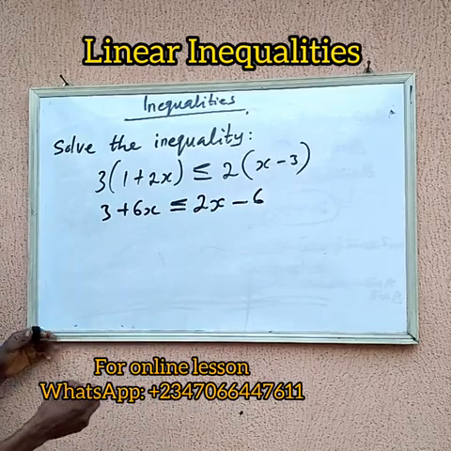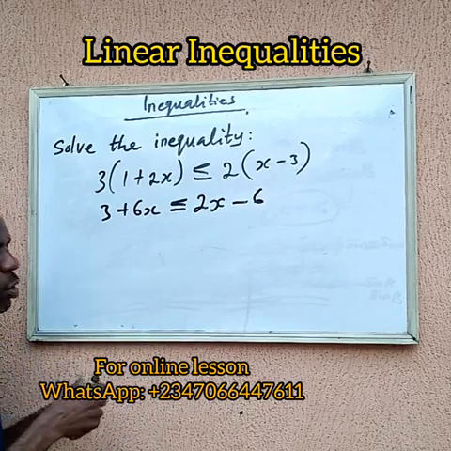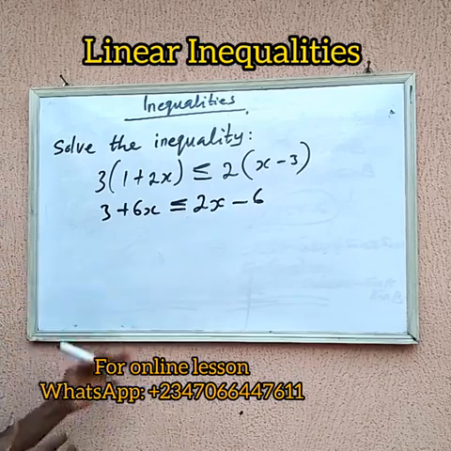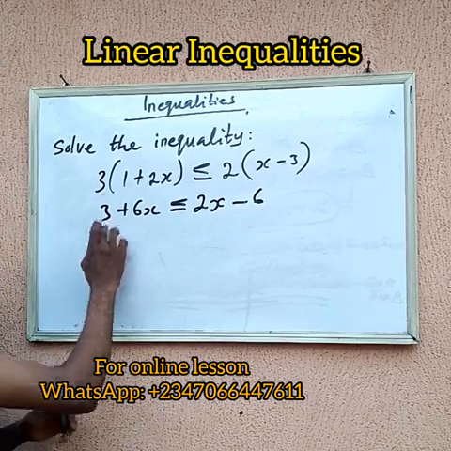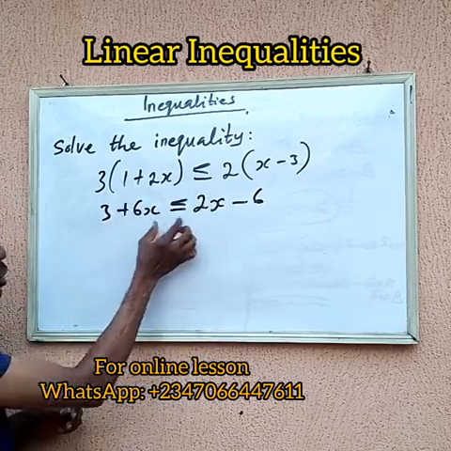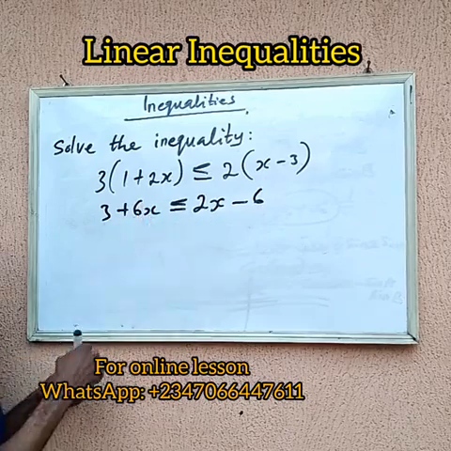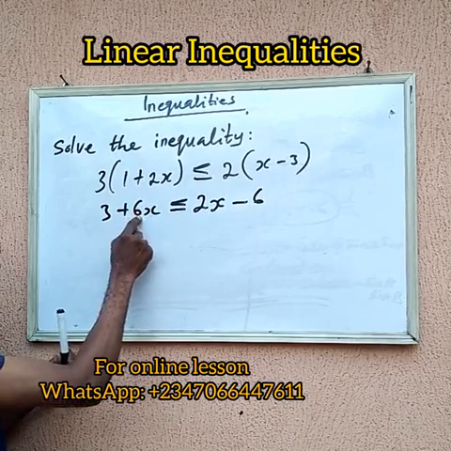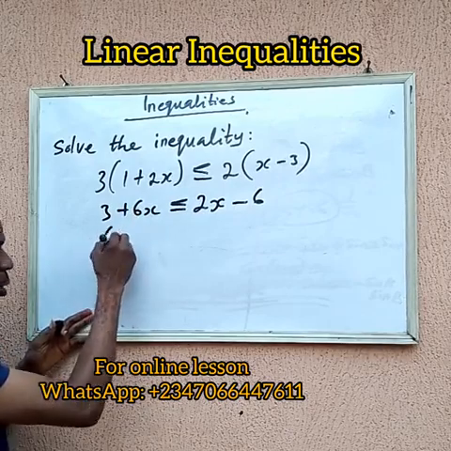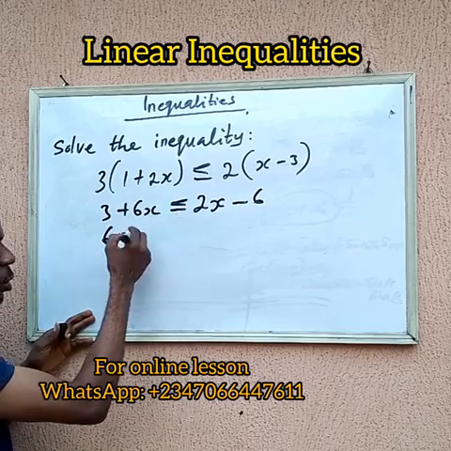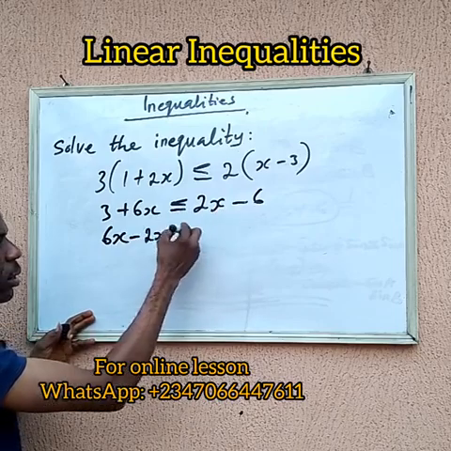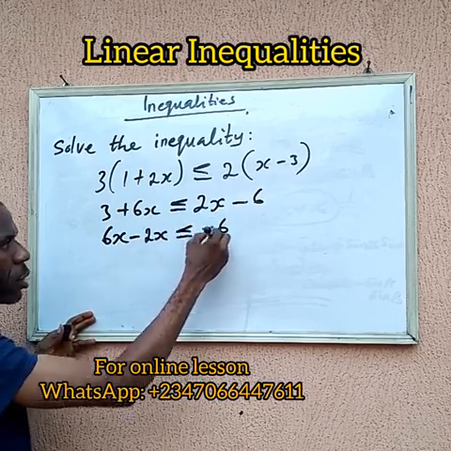The next thing you do now is to collect the like terms. Like terms simply means the terms having the same variable go to one side, while the constants move to the right-hand side. So let us isolate x from the whole inequality. So we have here, move this to this side. 6x remains here. That's 6x. Now this one is positive. As it crosses, it turns to negative 2x. Then minus 6 remains there. We have less than or equal to minus 6.